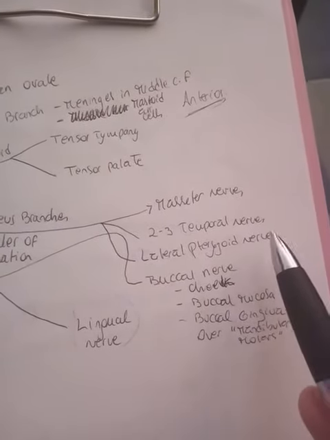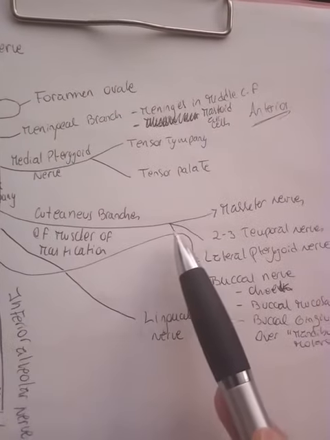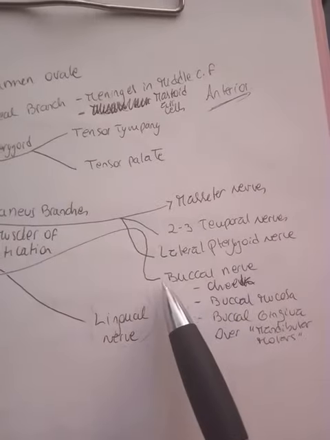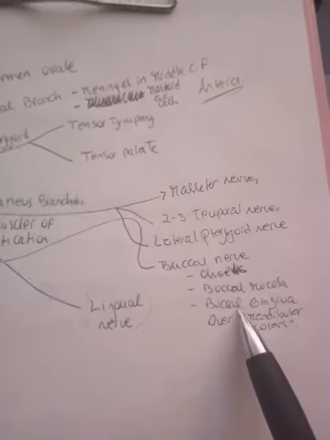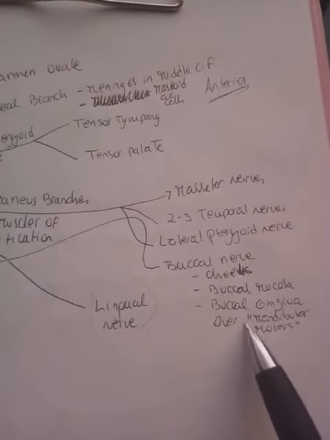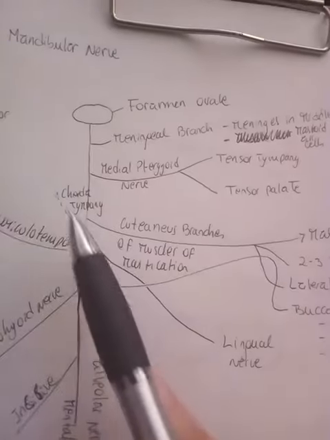the lateral pterygoid muscle. Then the buccal nerve will travel and pass between the 2 heads of the lateral pterygoid muscle and will supply the cheeks, buccal mucosa, buccal gingiva, and the area over the mandibular molars. Mandibular, because it's a mandibular nerve, of course.